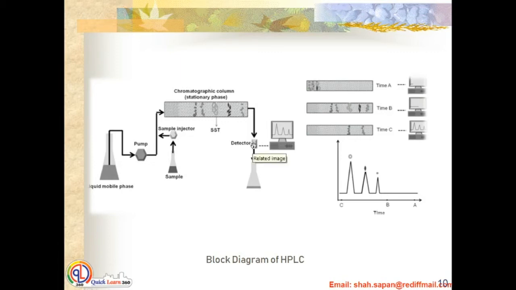The detector will generate a signal, and the height of the peak depends upon the concentration of analyte present in a sample. So if you have a higher concentration of analyte, then the peak size will be higher. If you have a low concentration of analyte, then the peak size will be lower. And the position of the peak is a characteristic of a particular sample in particular conditions.